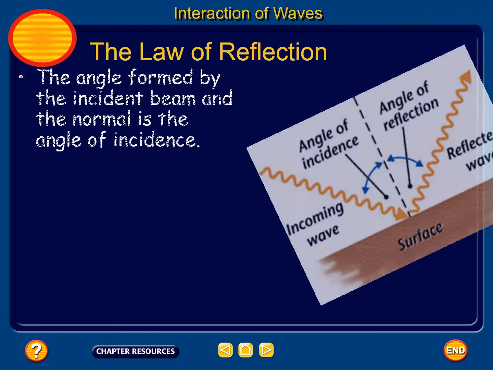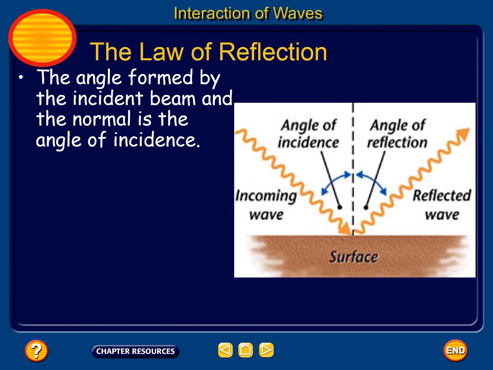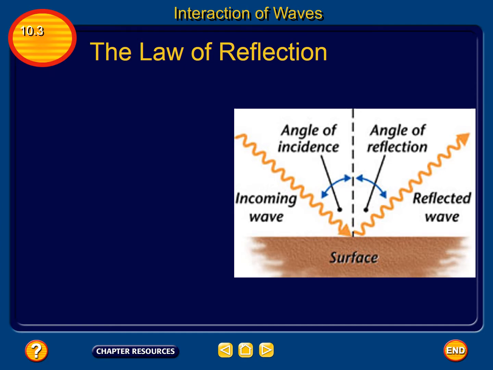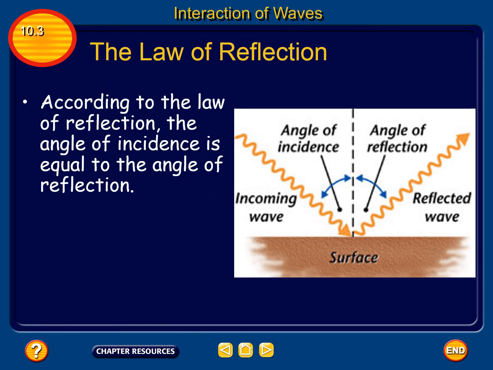According to the law of reflection, the angle formed by the incident beam and the normal is the angle of incidence. So in this picture, this one is the angle of incidence. The angle formed by the reflected beam and the normal is the angle of reflection. And this one is the angle of reflection. According to the law of reflection, the angle of incidence is equal to the angle of reflection.